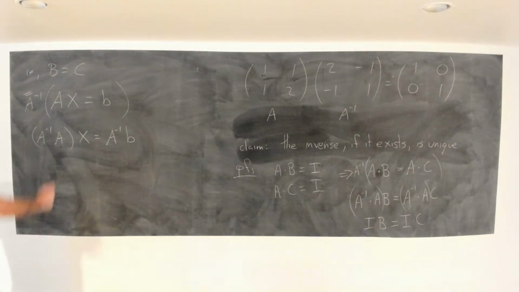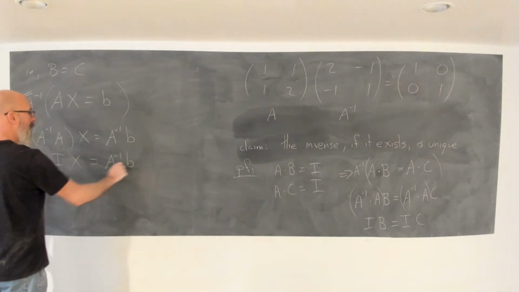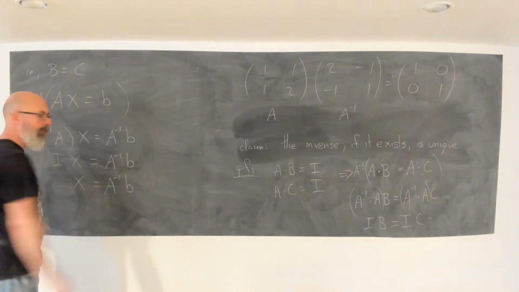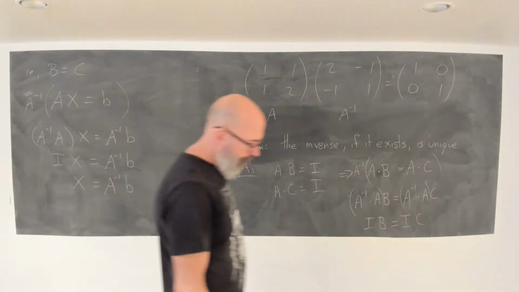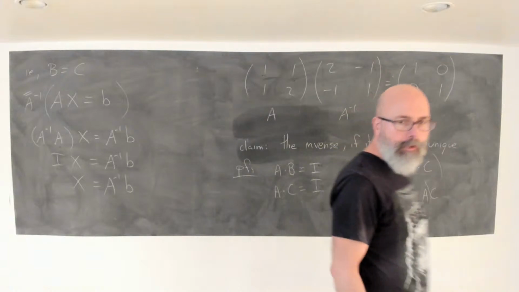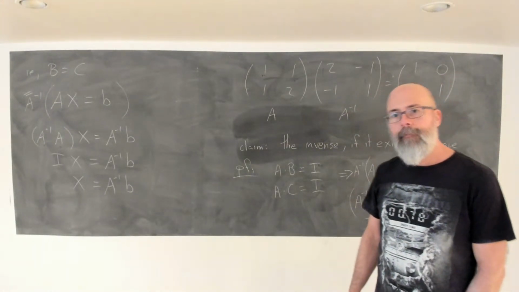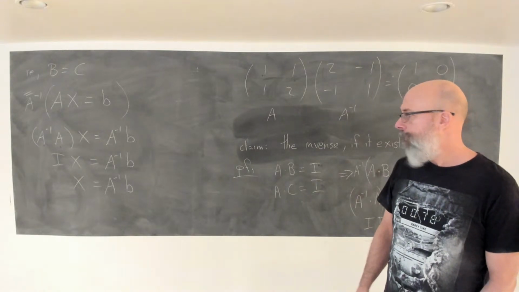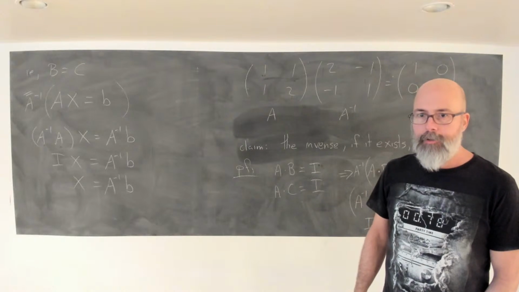A inverse times A is the identity. The identity times x is x. And there you have it. The solution, x is A inverse times B. Another way to solve systems of equations.